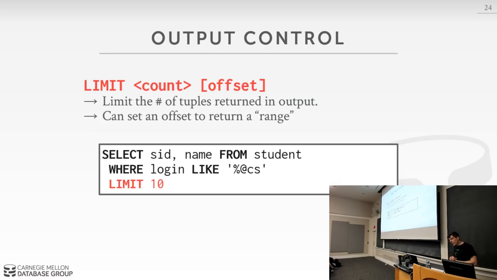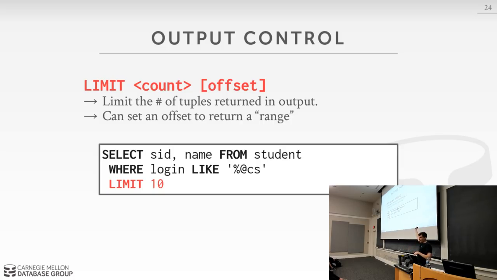Another common thing you want to do is limit the number of tuples produced in your output. Of course, there's a LIMIT clause for this. You basically say, for all the results of my query, only provide me back some number of them, like 10. This is very common for things like search results, where you see it show just 10, and then you click the next button to see the next 10.